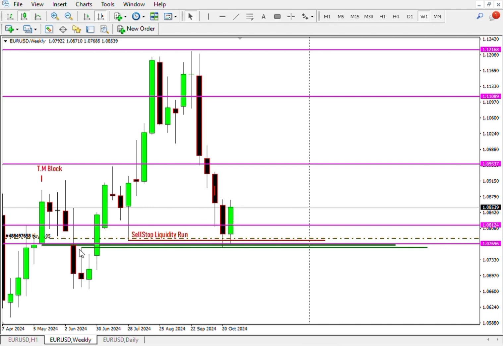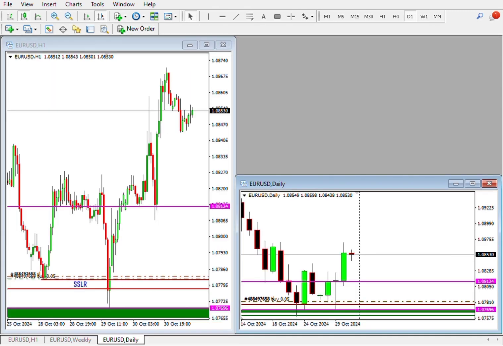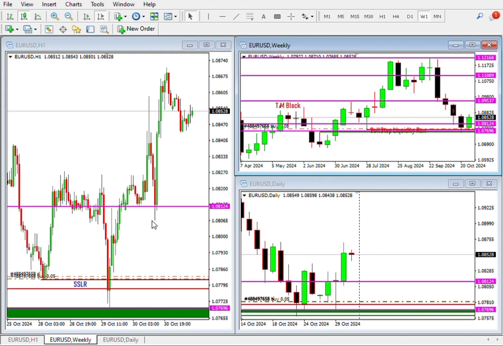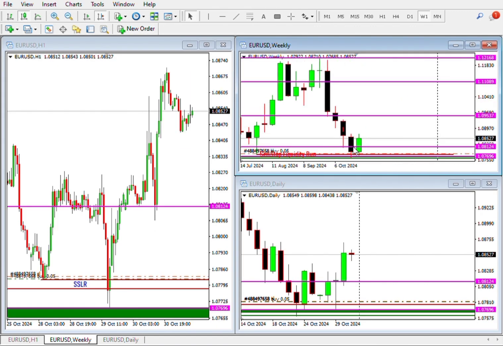So if you look at that price range there, you see that run up that broke the bearish order block, which turned into a mitigation block after liquidity has been ran. And obviously that fair value gap that you just saw there was my point of interest.